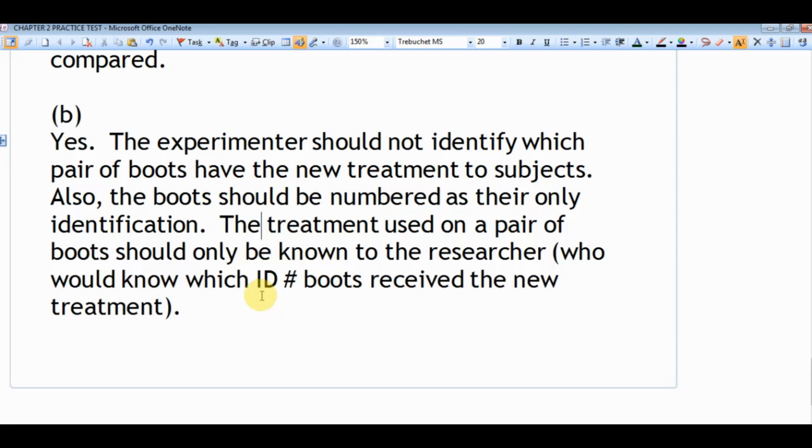Naturally, there has to be somebody who knows which boot corresponds with which treatment. You can identify that person as the researcher. The researcher should know which boot had which treatment, as opposed to the experimenter. The experimenter is just a grad student who's saying, this boot looks pretty thrashed. That's scientific thrashed.